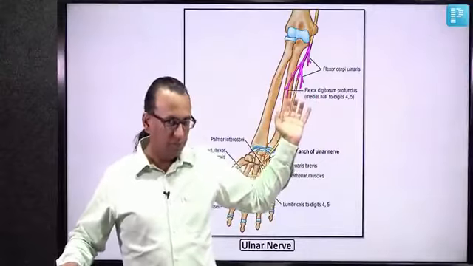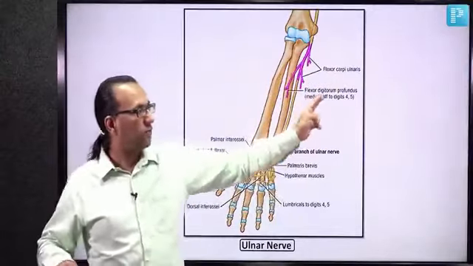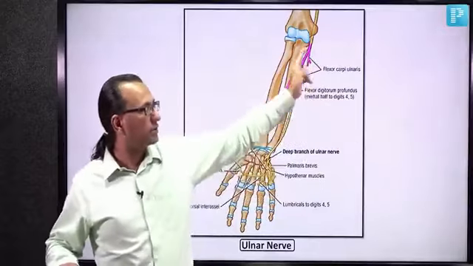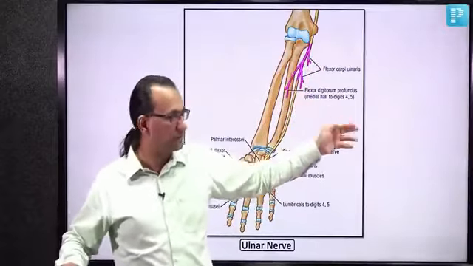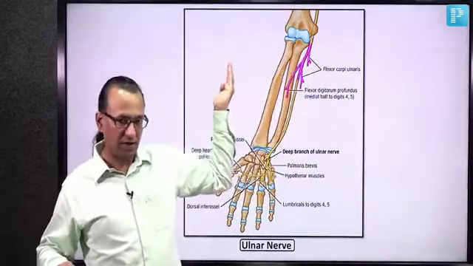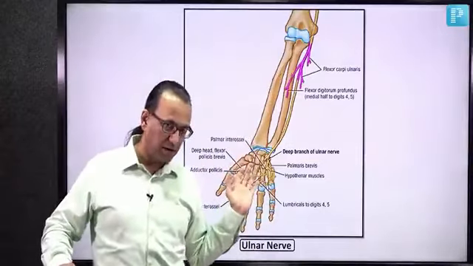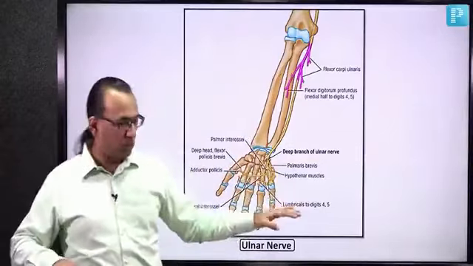Out of 8, only 1.5 are supplied by the ulnar nerve. That is the medial half of FDP and the flexor carpi ulnaris. Otherwise, all the 6.5 muscles in the anterior forearm will be supplied by the median nerve and its deep branch called the anterior interosseous nerve. But when it comes to the hand, almost all the muscles are supplied by the ulnar nerve, except some of them which are towards the thumb side.